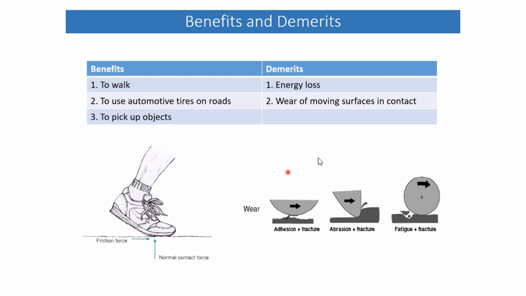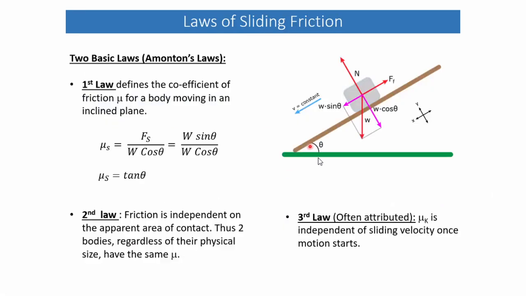So for example, when gears are used to transfer energy from one part of a machine to another, the presence of friction or wear at the teeth of the gears can cause energy loss and inefficiencies. Now, the laws of sliding friction are basically, there are three laws, two of which are called Amontons' two basic laws. The first law basically defines the static friction for an object that is sliding on an inclined plane.